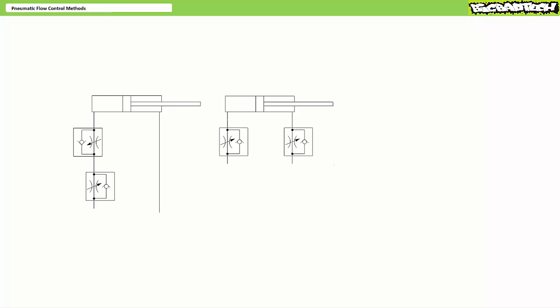Alternatively, one could put a flow control valve on either end of a double-acting cylinder. In this configuration, flow control valve 1 on the cap end establishes a meter-in extension arrangement, whereas flow control valve 2 on the rod end establishes a meter-in retraction arrangement.